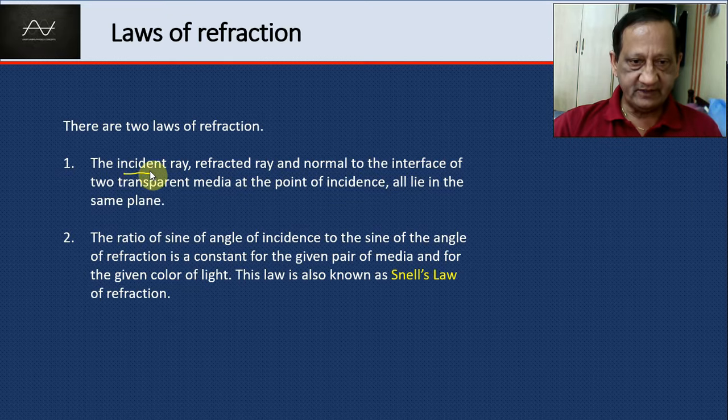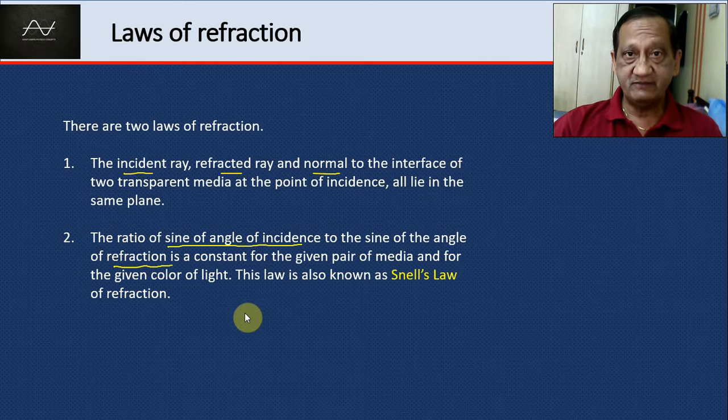The incident ray, the refracted ray, and the normal at the point of incidence lie in the same plane. It's pretty much similar to the first law of reflection, but the second law of refraction is different. It says that the ratio of the sine of the angle of incidence to the sine of the angle of refraction is a constant for the given pair of media. It is not that the angle of incidence is equal to the angle of refraction. That was the case in the second law of reflection, but not here. And this law is called Snell's law. So today, let's learn about refractive index and then also learn Snell's law more deeply.